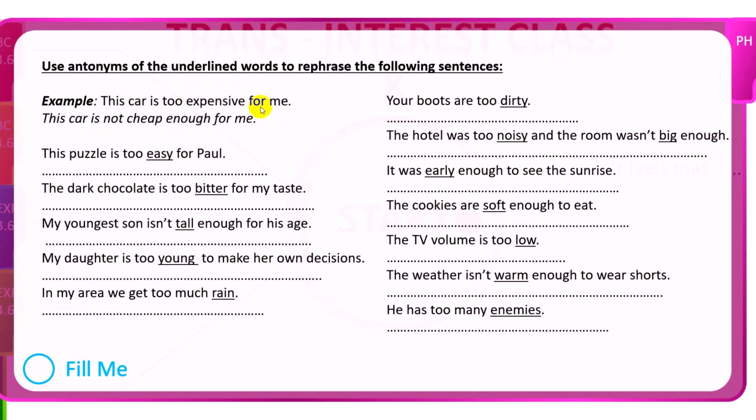This car is too expensive for me means that this car is not cheap enough for me. So they are similar in meaning. So I hope that this is for 3.6, and you can do it yourself at home. So while you do this in 3.6, you also do 4.6, making a conversation that includes the use of too... to and ... enough to.